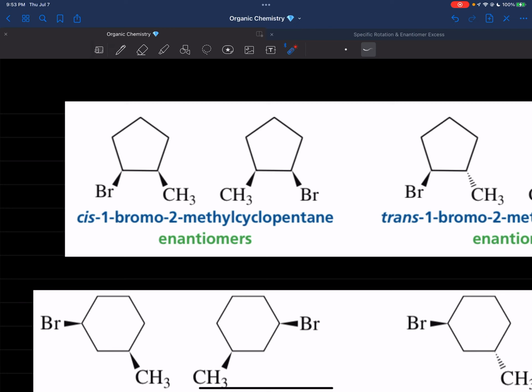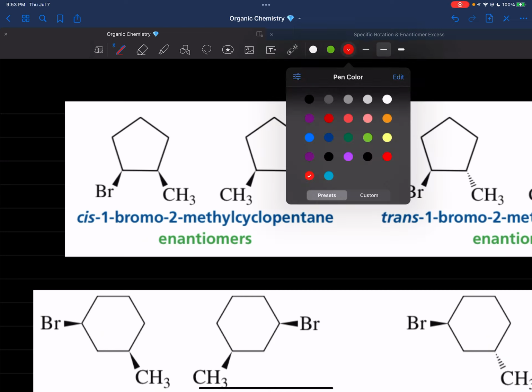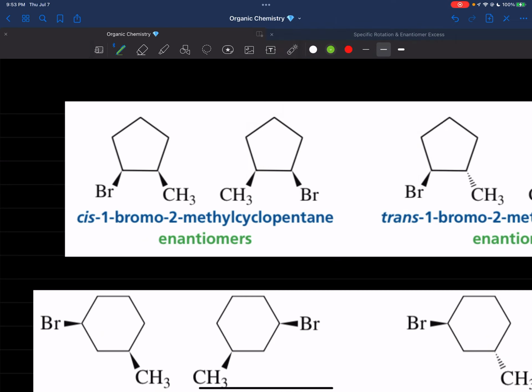And the other way that you can see that this is chiral is you could start with a carbon here and say, okay, let me see if this carbon is chiral. Well, is it attached to 4 different groups? Well, I have a bromine here, I have an undrawn hydrogen, and all right, well, what are my other ones?